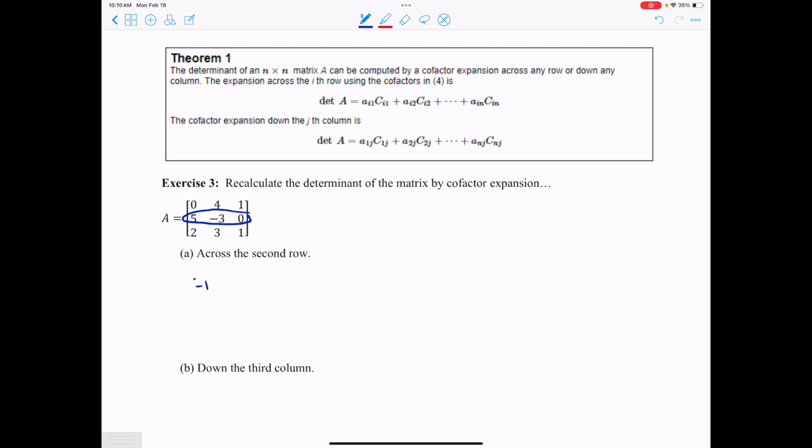So let's think about negative 1. The 5 is in the row 2, column 1, times 5 times the determinant of what's left over if I cross them out. And keep going. So I have plus negative 1. The negative 3 is in the row 2, column 2, so 2 plus 2 times the negative 3 times the determinant of all the stuff that's left. So 0, 1, 2, 1.